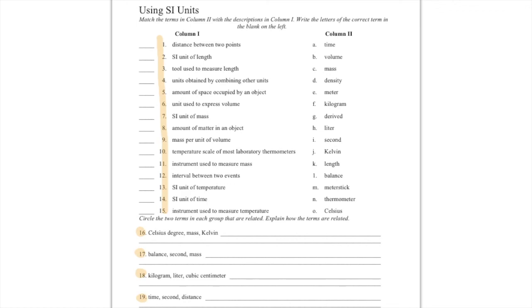And then at the bottom here, you'll see it says circle the two terms in each group that are related. Explain how the terms are related together. So like for number 16, what two terms do you think would match? And the two terms would be Celsius degree and Kelvin, and it's because they both measure temperature, and that's how you would explain it. Mass doesn't really fit in with Kelvin or Celsius because they just are not the same type of unit of measurement. So that's what you're doing at the bottom here.